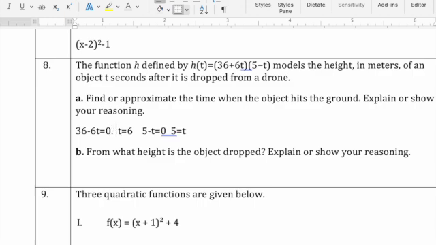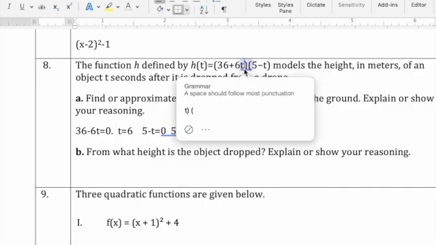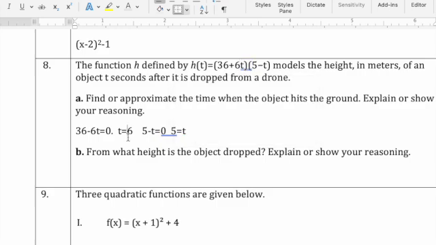So these are our values for T, our solution, T equals 6, T equals 5. So find the approximate time when the object hits the ground. Explain or show your reasoning. Something is up here. Ah, I wrote this wrong. Okay, that makes sense. All right, so this should be -6. Sorry, that was a plus sign. Some of you might have caught it right away. That should be a plus sign, right?